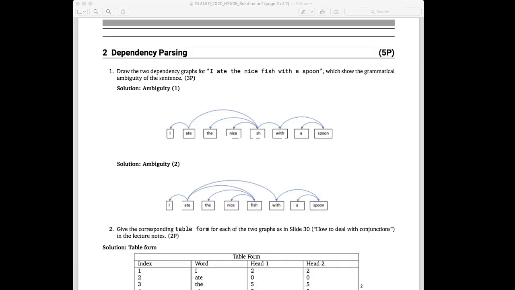Okay, let's have a look at the second question, dependency parsing. Sometimes there is some ambiguity in the sentence, as discussed in the lecture, and in this case, we will see some ambiguities in the conjunctions. Given the sentence, I ate the nice fish with a spoon, there are two solutions: one can link fish to with, or we can also link ate to with.